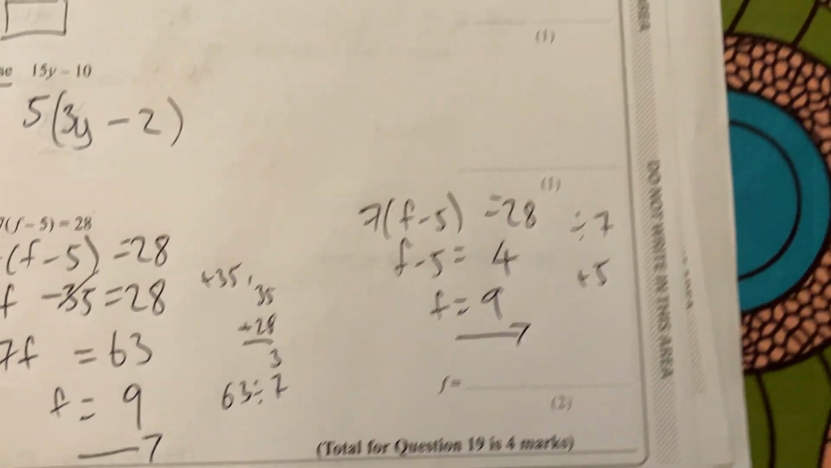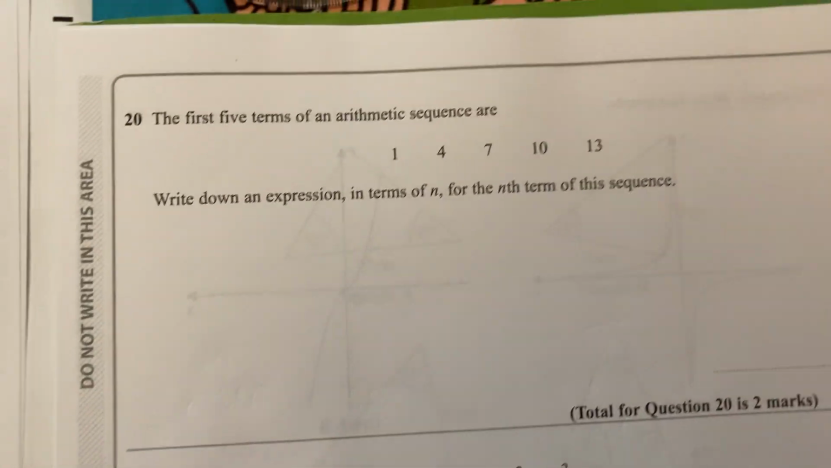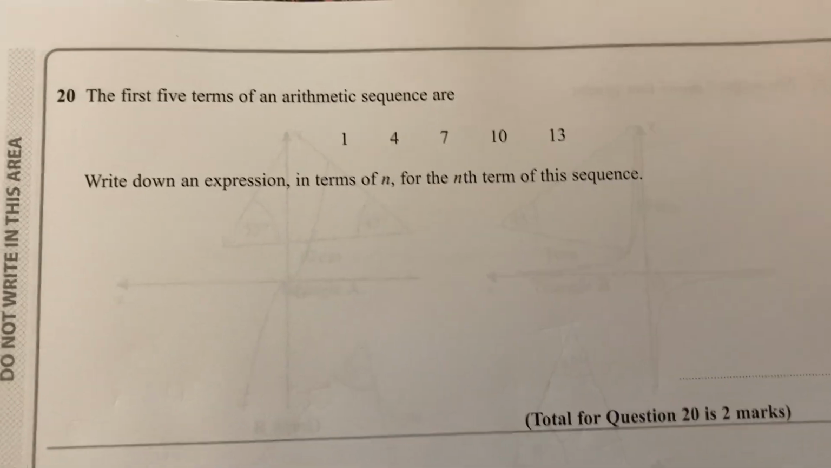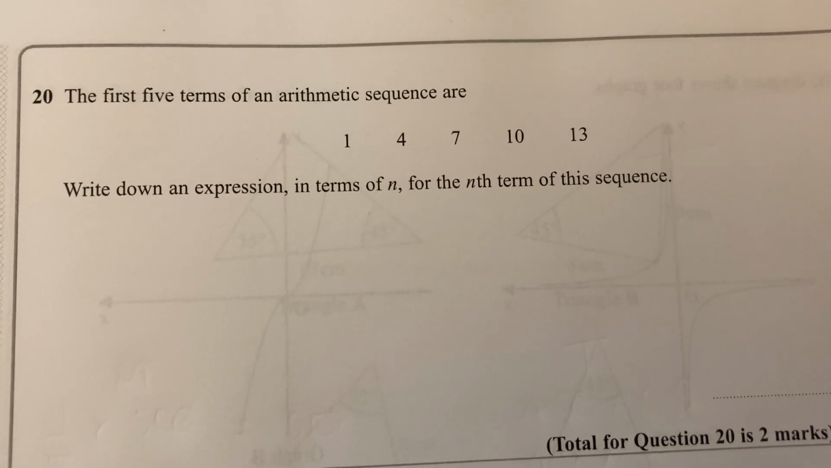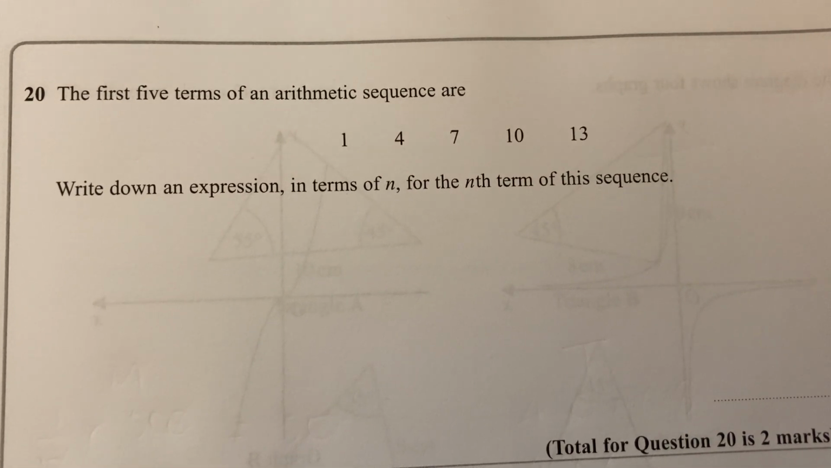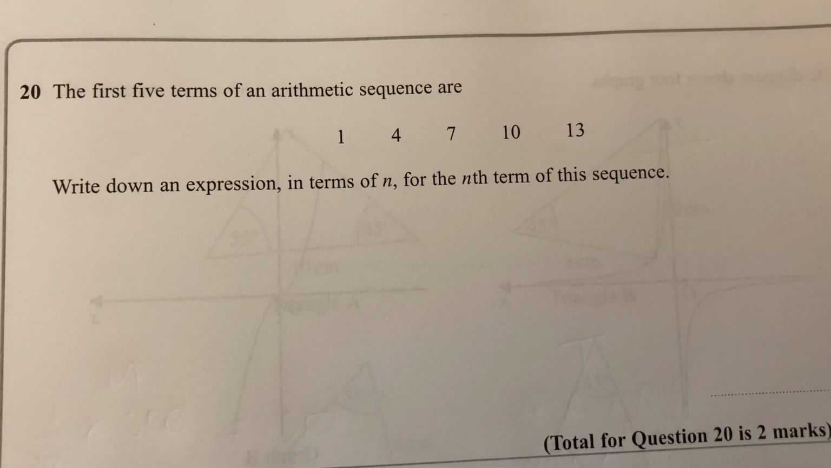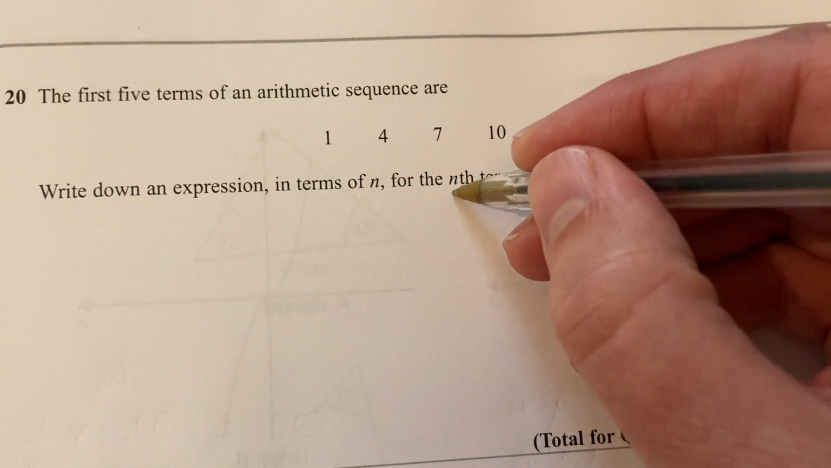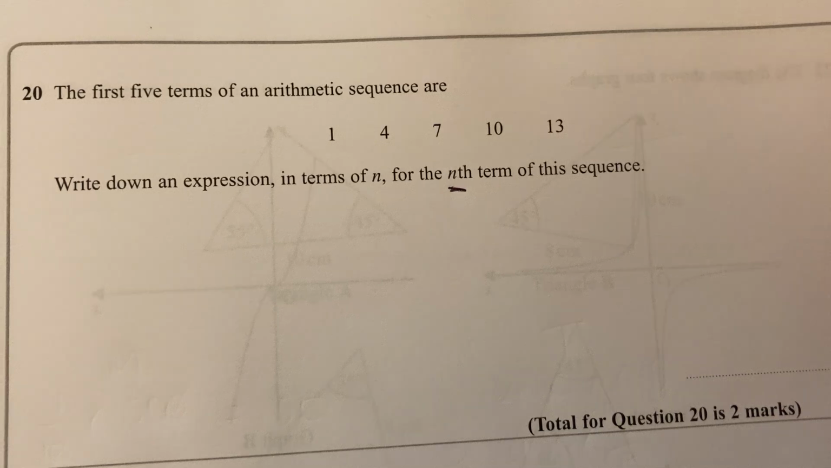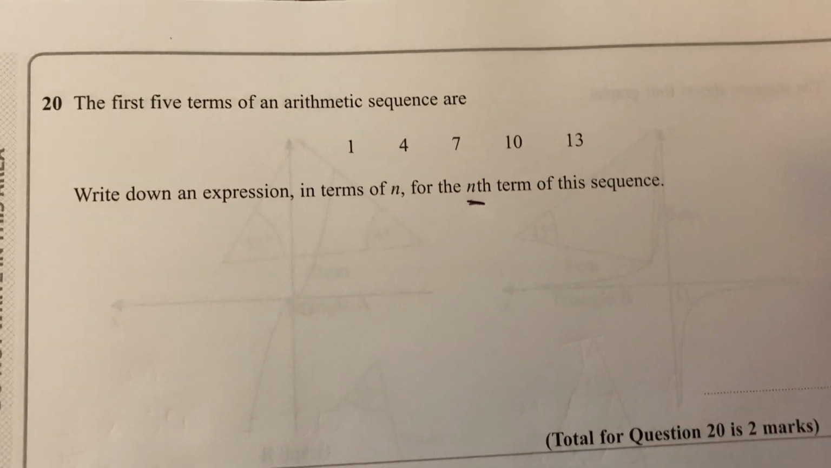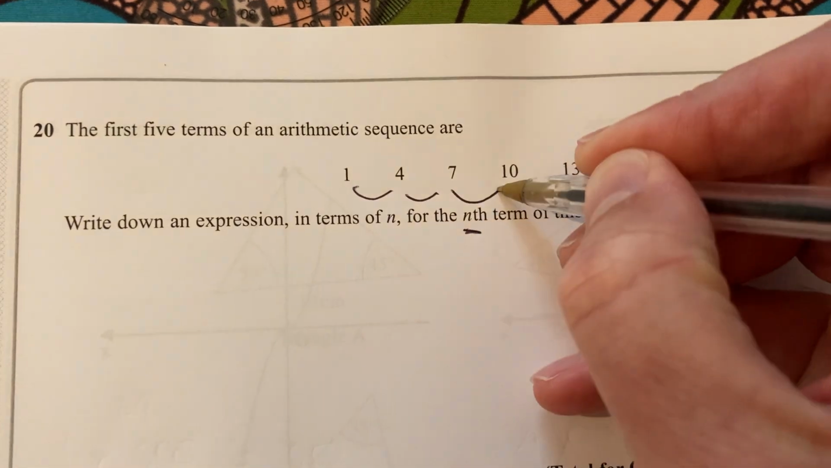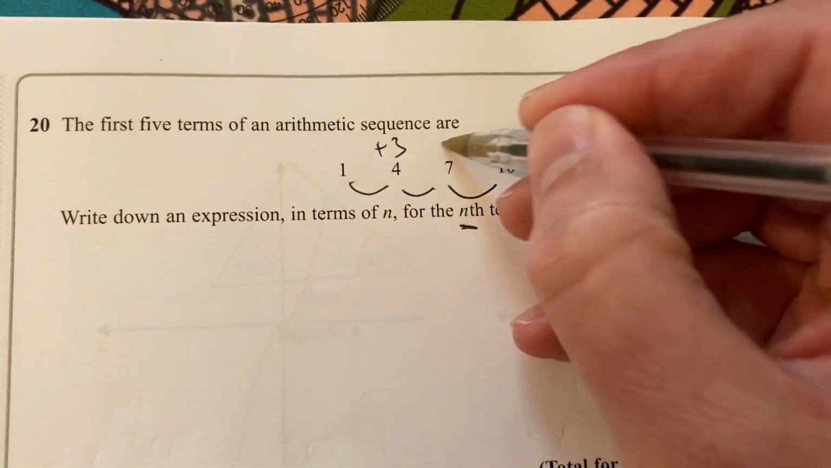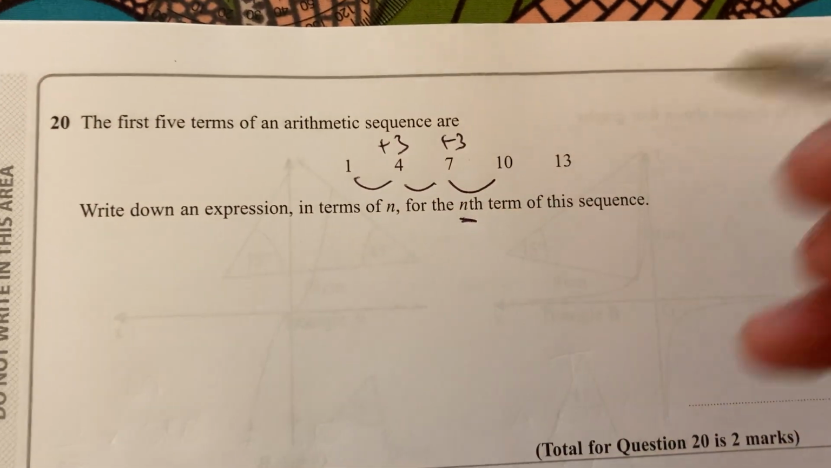Okay, right, last 2 questions for this video, going up to question 21. The first 5 terms in an arithmetic sequence are 1, 4, 7, 10, and 13. Write down an expression in terms of n for the nth term of this. So nth term being the general expression that gives this sequence. First thing to look for is what the difference is. And in each case, it's adding 3. So they are multiples of 3.